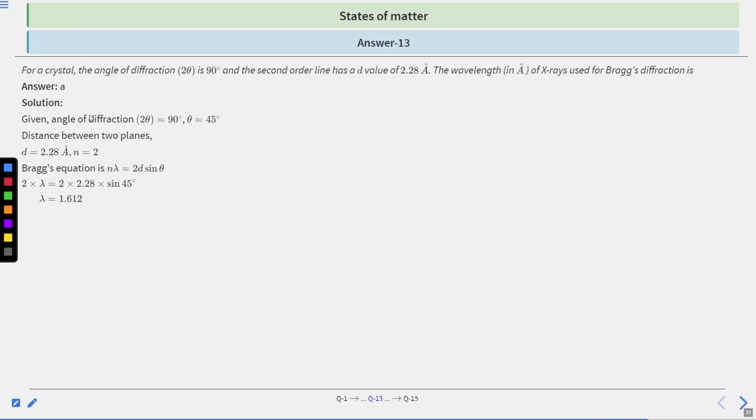Okay, so the correct answer will be option number A. Given the angle of diffraction, that is 2 theta, is 90 degree, so theta will become 45 degree. The distance between the two planes is given by d, that is 2.28 angstrom, which is given in the question, and n is equal to 2 here. So the Bragg's equation we know is n lambda equals 2d sin theta. On putting the given values in this equation, we find out that lambda, that is wavelength in angstrom, will be equal to 1.612, right? So option A is the correct answer.